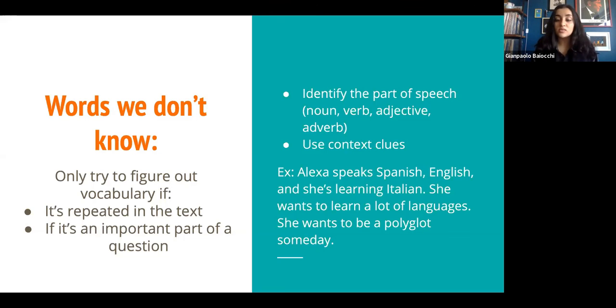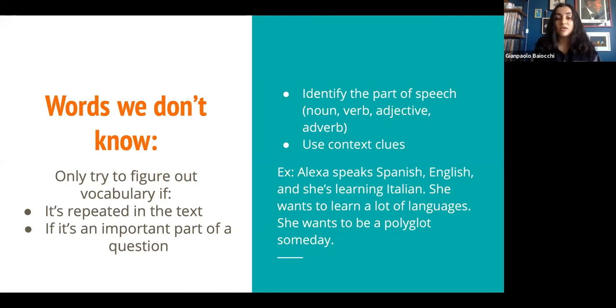So we know from the last sentence that polyglot is a noun because she wants to be a person, place, or thing. That means a noun. From the two sentences before that, we can figure out that polyglot means someone who speaks a lot of languages.